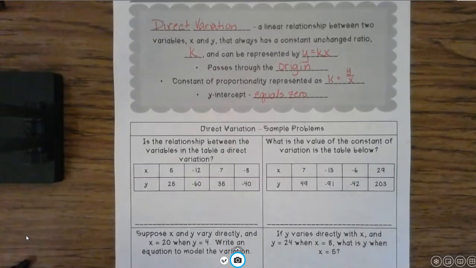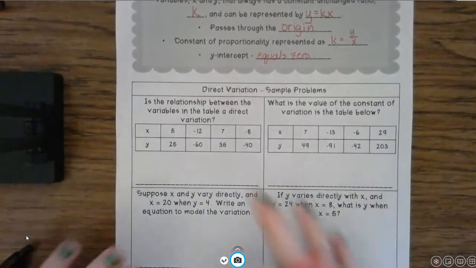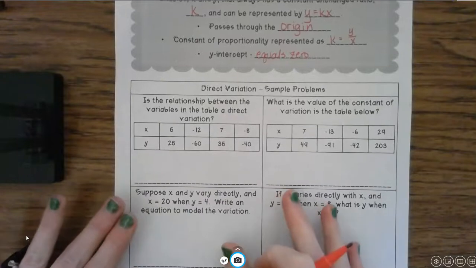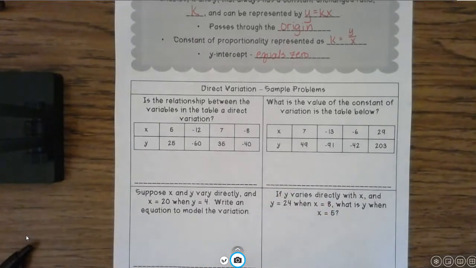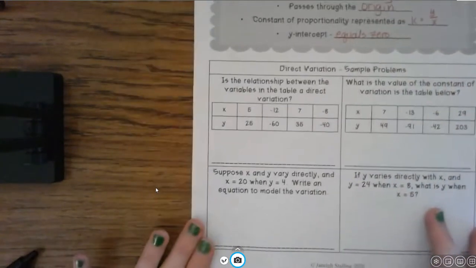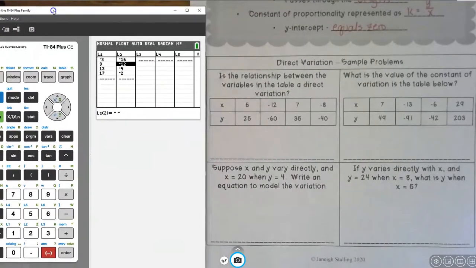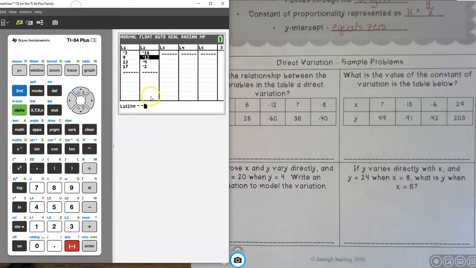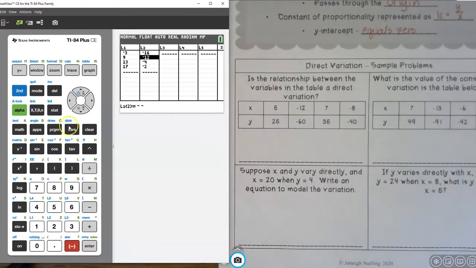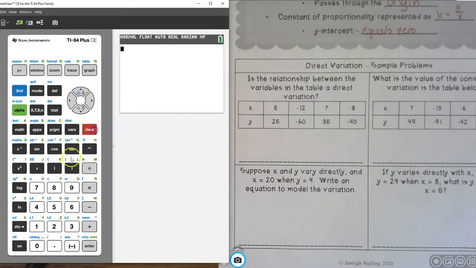So, some sample problems involving direct variation. The first one says, is the relationship between the variables in the table a direct variation? What we can do in a situation like this is divide y by x every time and see if the ratio stays the same. So if we do 25 divided by 5, that's one way that we can tell if this is a direct variation, finding the constant of variation.